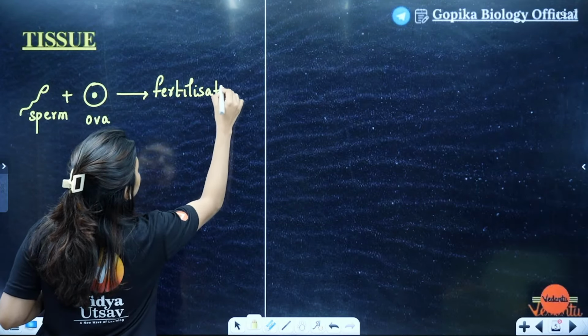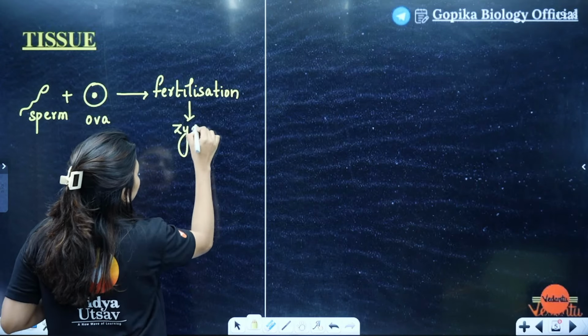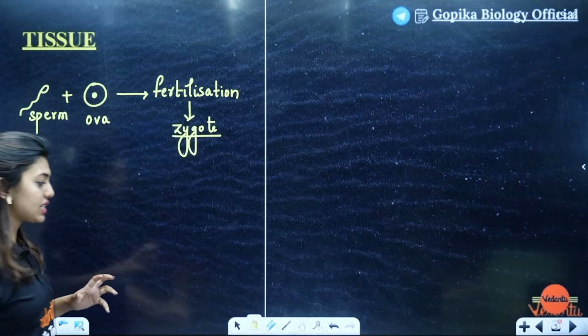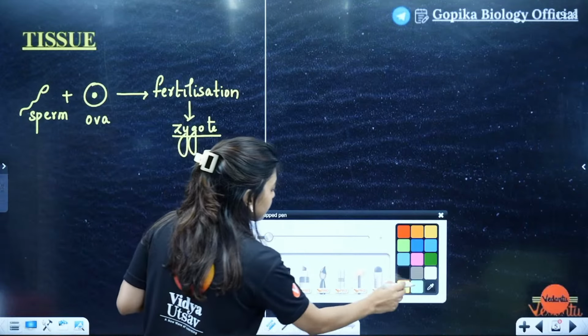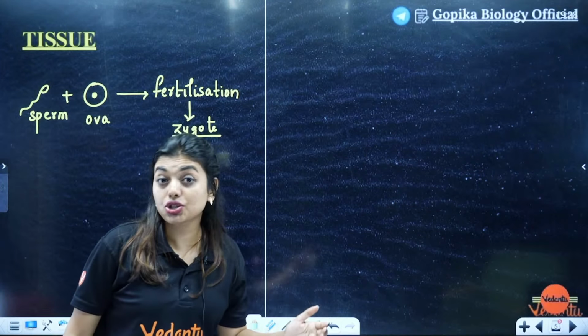Fertilization. Now, ultimately, after this fertilization, what am I going to get? Zygote. To get this, definitely division has happened. Multiple divisions have happened. So, students, during these divisions, please understand there is morula, blastula, gastrula stage, right?